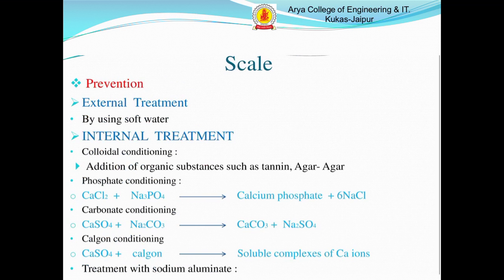Next, scale prevention. This is the external treatment method by using soft water, and internal treatment methods we have already discussed in the last video: colloidal conditioning, Calgon conditioning, phosphate conditioning and carbonate conditioning, and treatment with sodium carbonate.